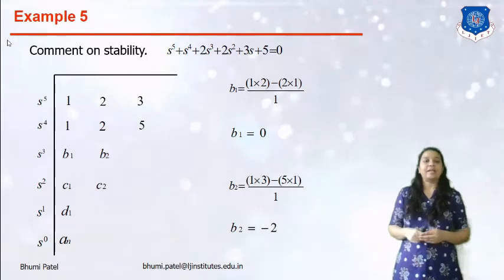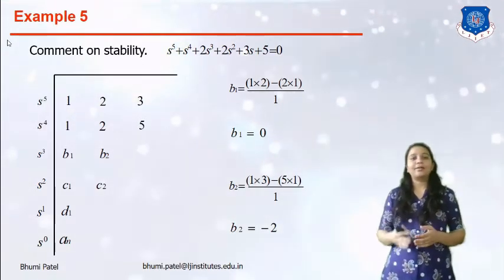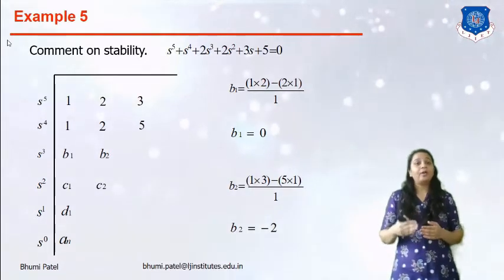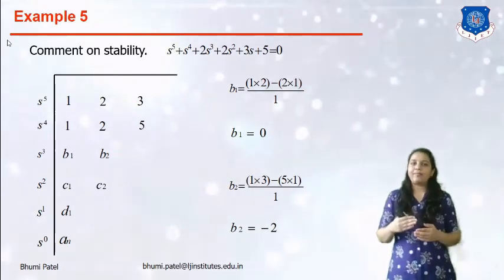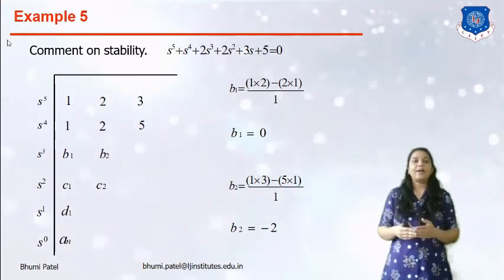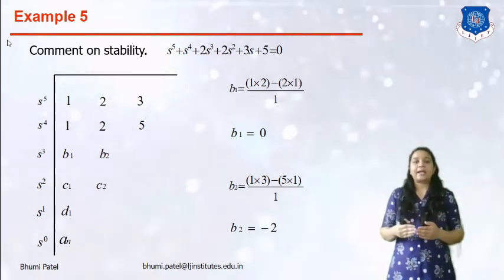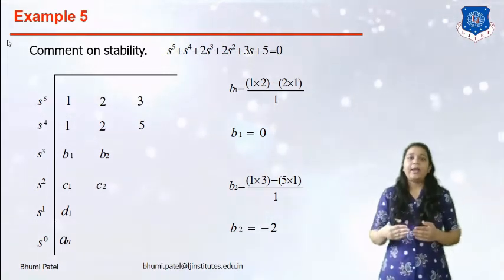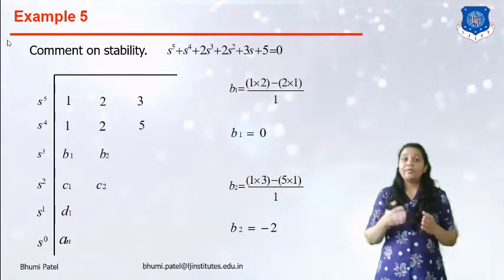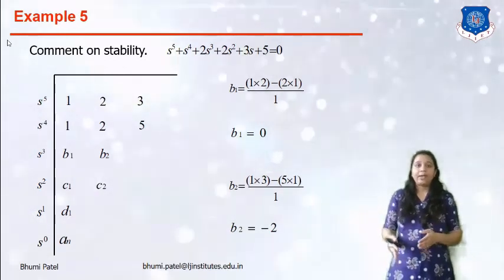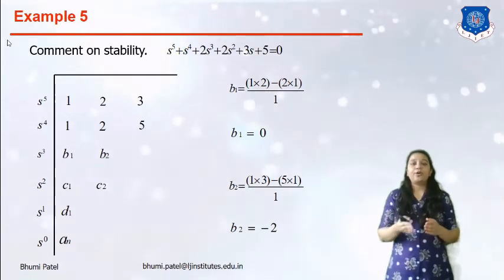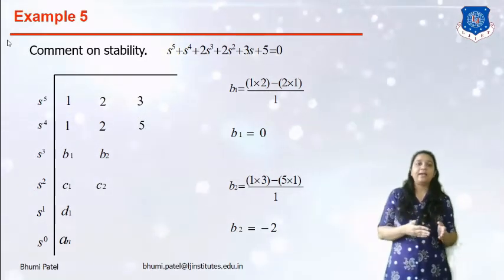So our first step is to construct a Routh table. In the Routh table we always start with the maximum power of s. Here you can see that the maximum power of s is 5, so we start with s raised to 5 and end with s raised to 0. Now in the first row we have to write the elements of this equation. For s^5, the coefficient is 1, so we write 1 here.